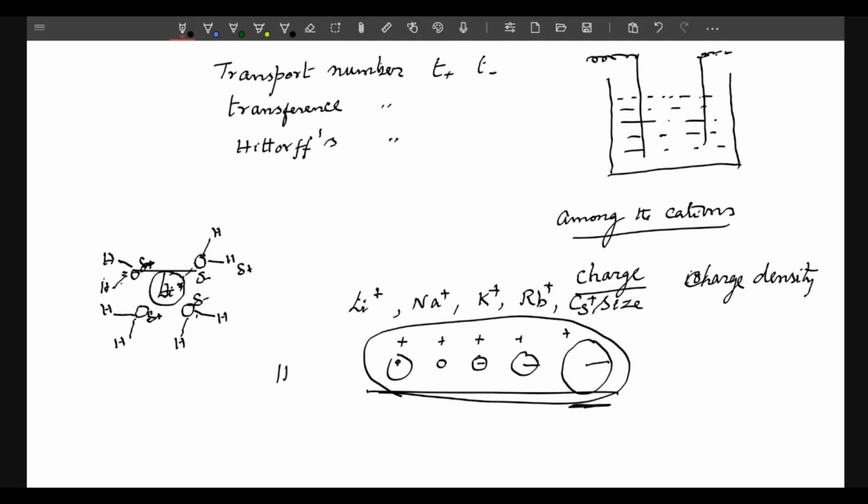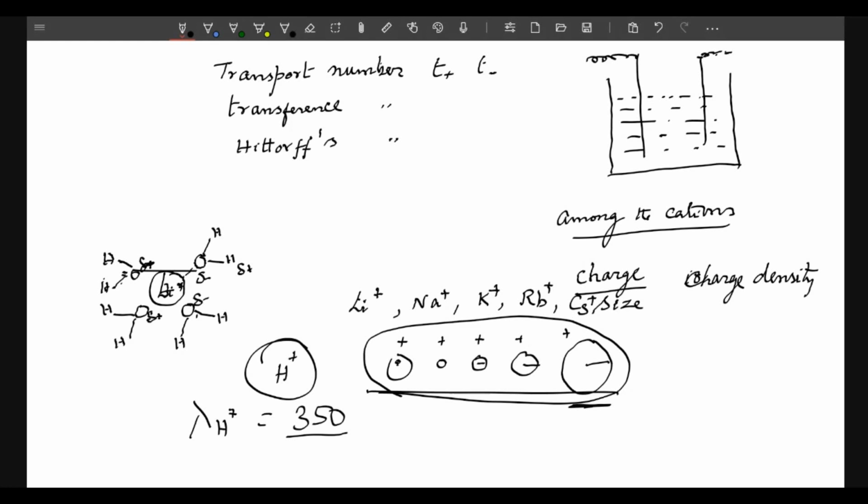If that is the case, what about the H plus ion? You expect it to be the easiest, easily undergoing hydration, and so it should have the lowest ionic mobility. But contrary to our expectation, it has the highest ionic mobility. The lambda of the H plus ion is the highest, nearly 350. This conductivity is 350 per ohm centimeter square per equivalent. It has the highest conductivity.